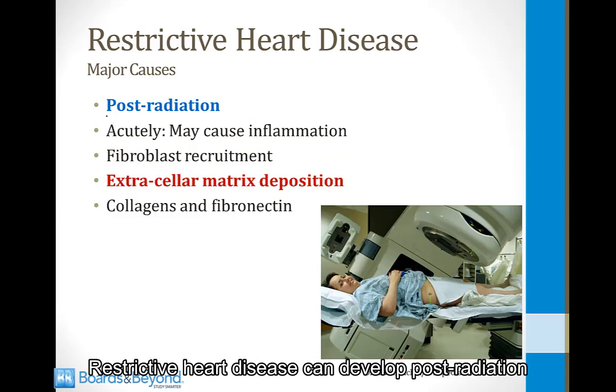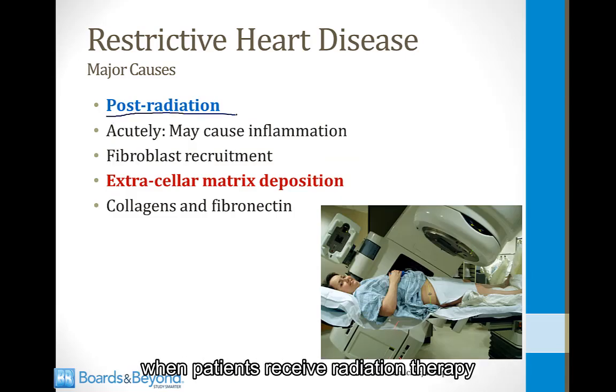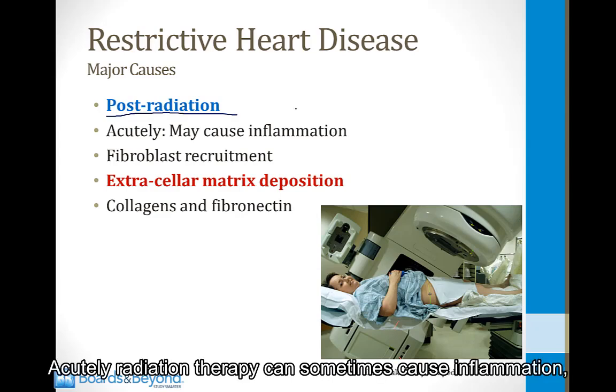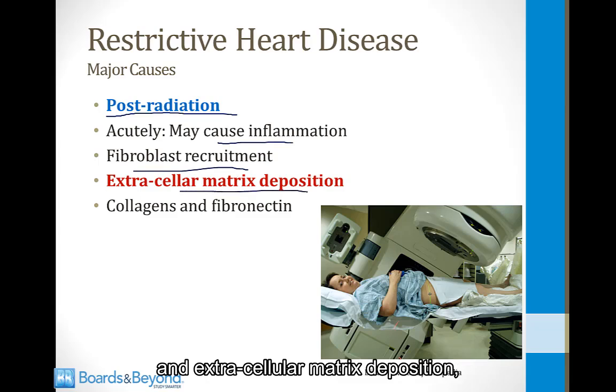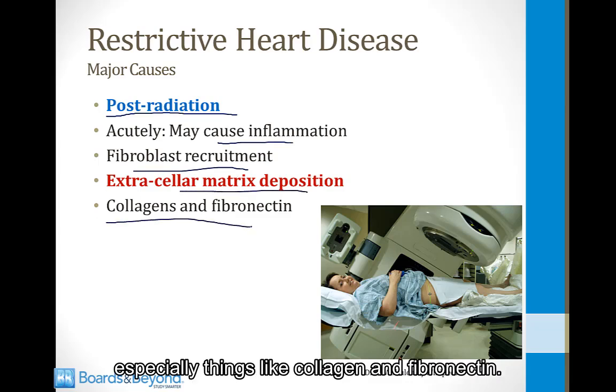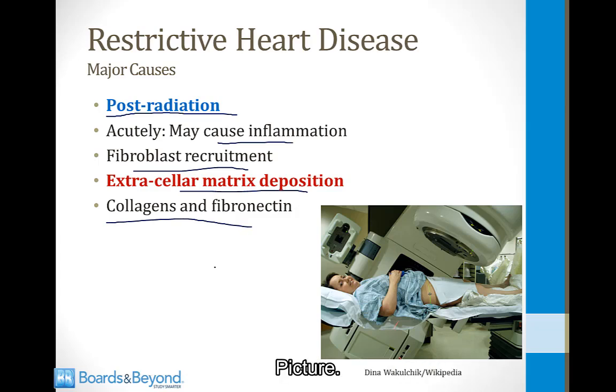Restrictive heart disease can develop post-radiation when patients receive radiation therapy for treatment of tumors. Acutely, radiation therapy can sometimes cause inflammation, but over time, this can lead to fibroblast recruitment and extracellular matrix deposition, especially things like collagen and fibronectin, and these substances can lead to a restrictive heart disease picture.